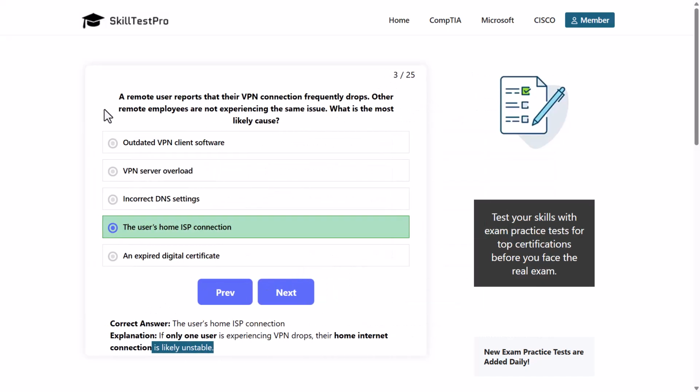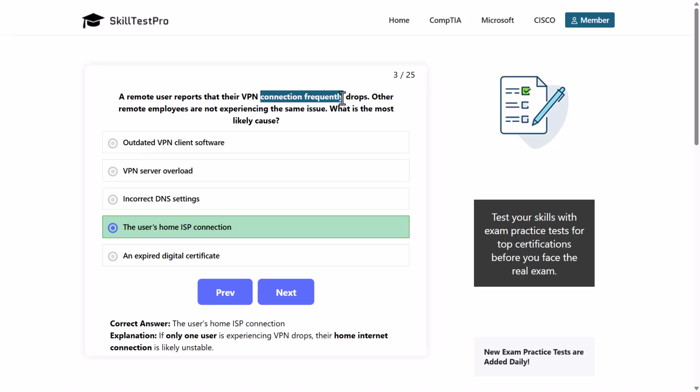Actually, I said that a little bit wrong. I was interpreting it as the user has a VPN connection that he can't connect, but actually what the question was asking is that the connection frequently drops. So always pay attention, because I'm reading this also myself for the first time, guys. I'm doing this test with you for the very first time.